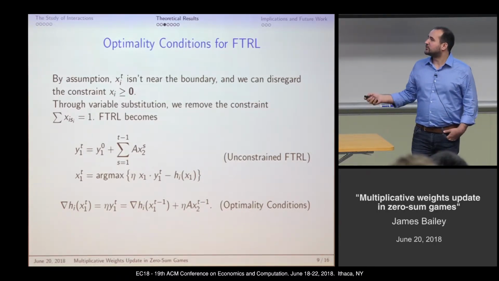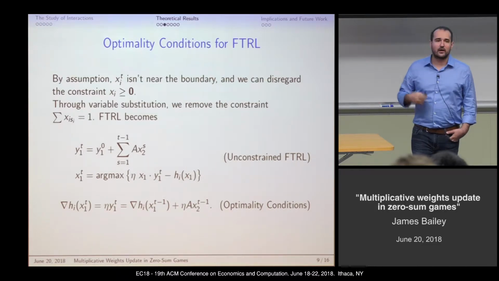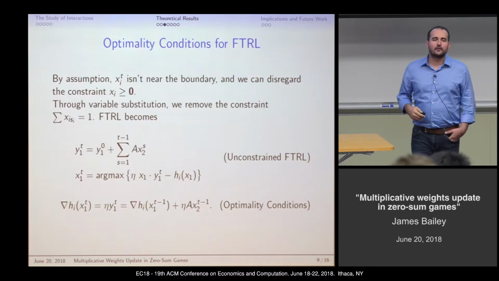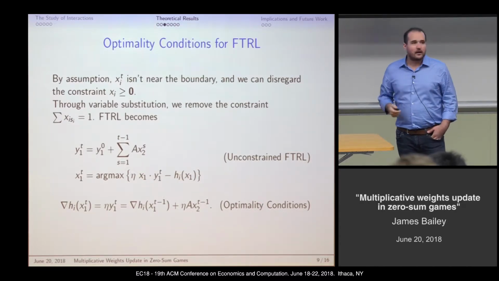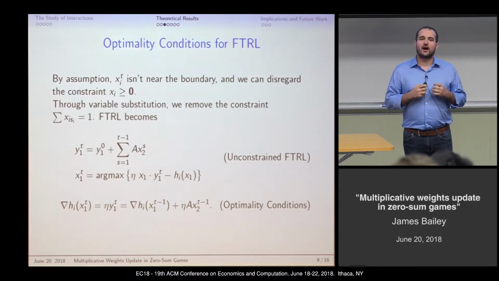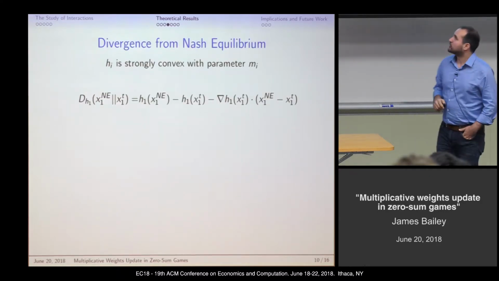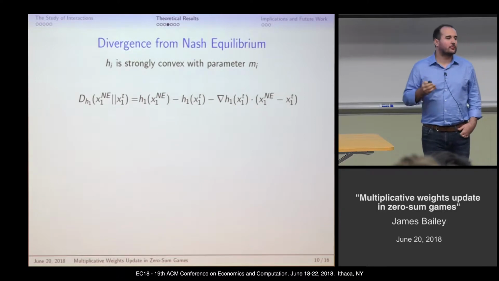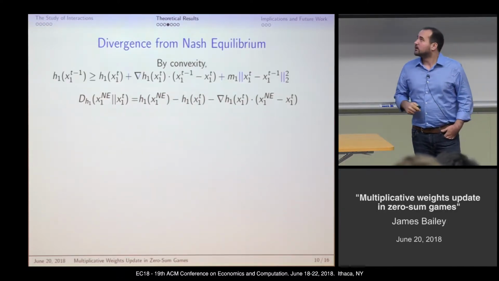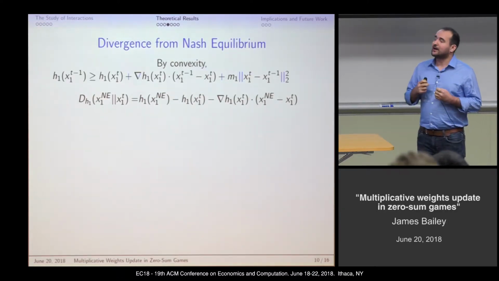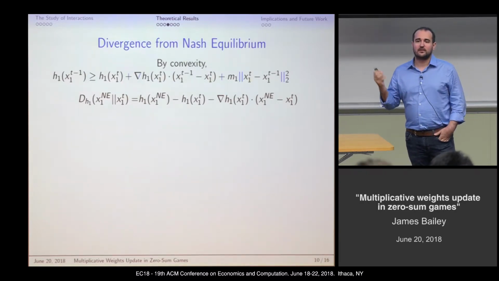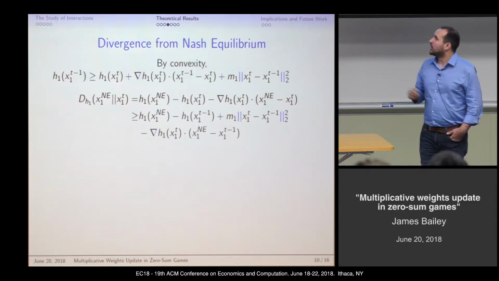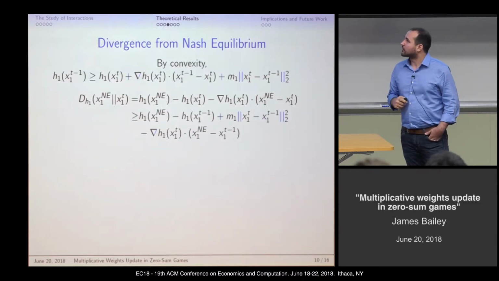Our optimality condition is simply that the gradient at time t is equal to the gradient at the previous time plus the payoff vector created by my opponent. Using this optimality condition, we're going to be able to say a lot about the Bregman divergence. So let's look at that. We know the regularizer we're using is strongly convex with respect to some parameter. We take advantage of convexity to relate the time step at time t to the time step at t minus 1, and we'll update our algorithm.